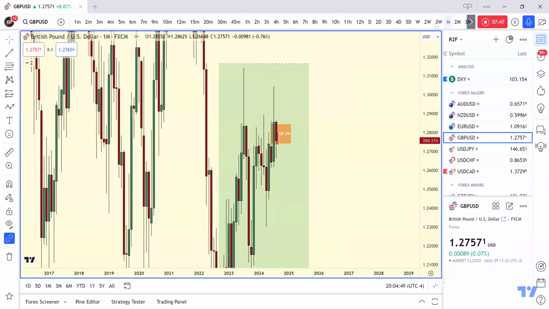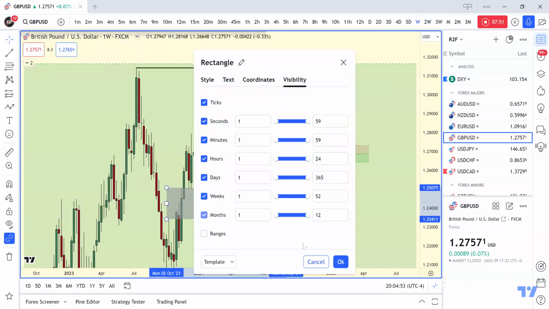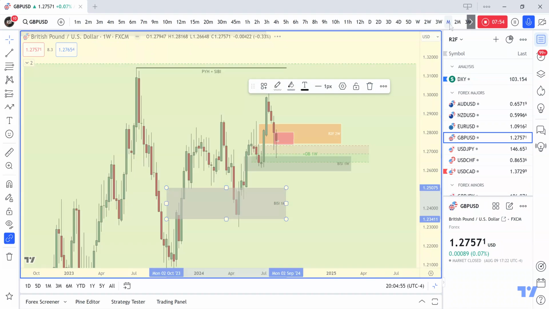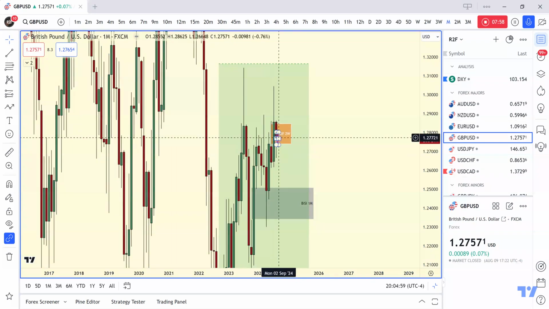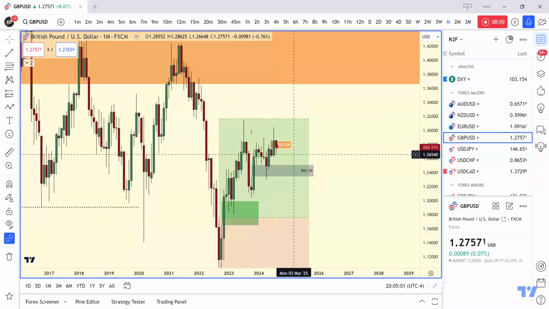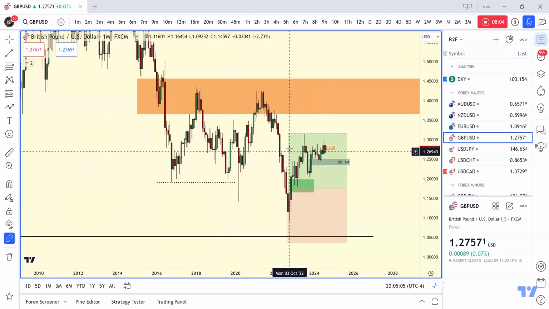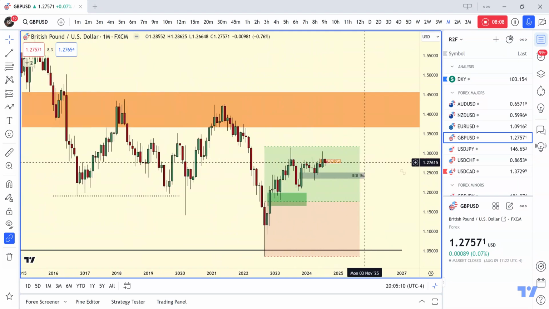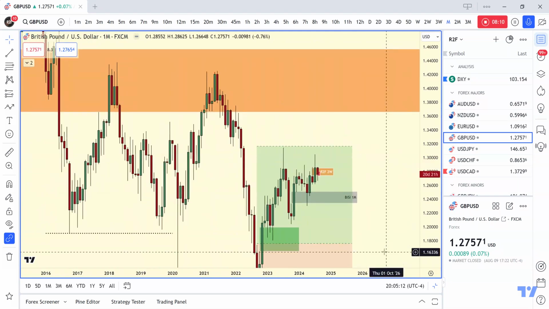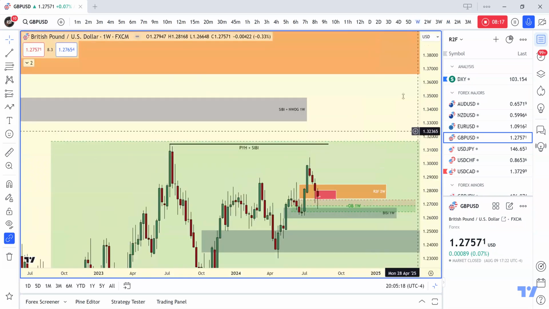So we had the monthly gap here, which is not showing on the monthly. Now we have this monthly order block. Are we going to move higher? We definitely could. Consolidating around here. So definitely something will be happening very soon, maybe next week, that will show what price is likely going to do.